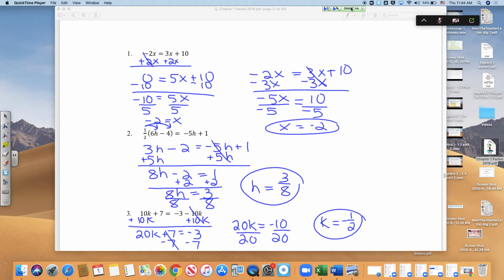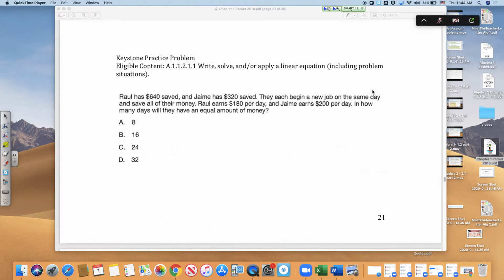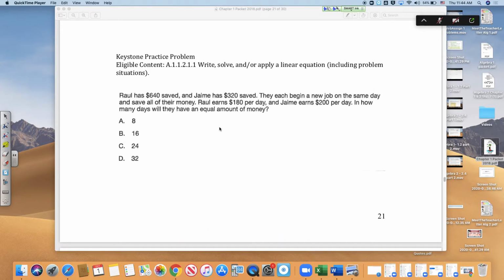And then if we look at the last problem, it's a word problem. It tells us that Raul has saved $640 and Jamie has $320 saved. They each begin a new job on the same day and save all of their money. Raul earns $180 per day and Jamie earns $200 per day. In how many days will they have an equal amount of money?